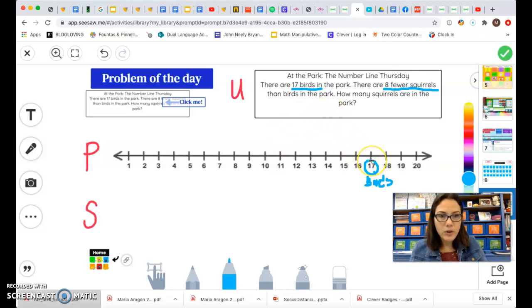So if I go ahead and use my number line, I know that I have to go back on the number line to find how many squirrels there are. That means that I am subtracting, right? I'm not adding to it. I'm not putting more on 17. I'm taking away to find my answer.